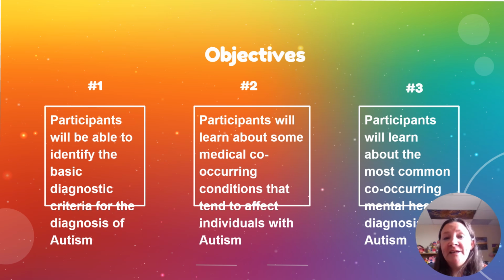My objectives for today, or my hopes by the end of this time, is that you will be able to identify the basic diagnostic criteria for the diagnosis of autism, that you will learn some of the medical co-occurring diagnoses that tend to affect individuals on the autism spectrum, and that you will learn the most common co-occurring mental health diagnoses as well.